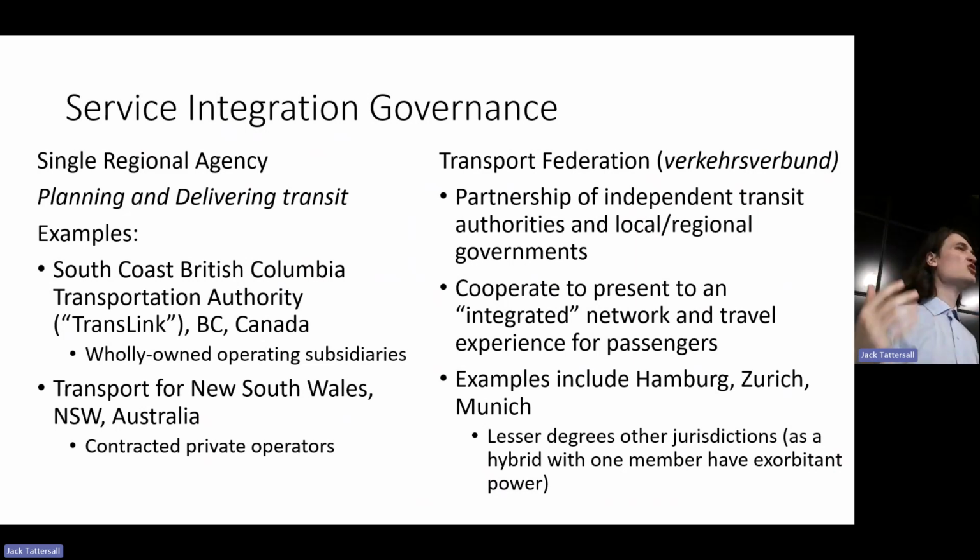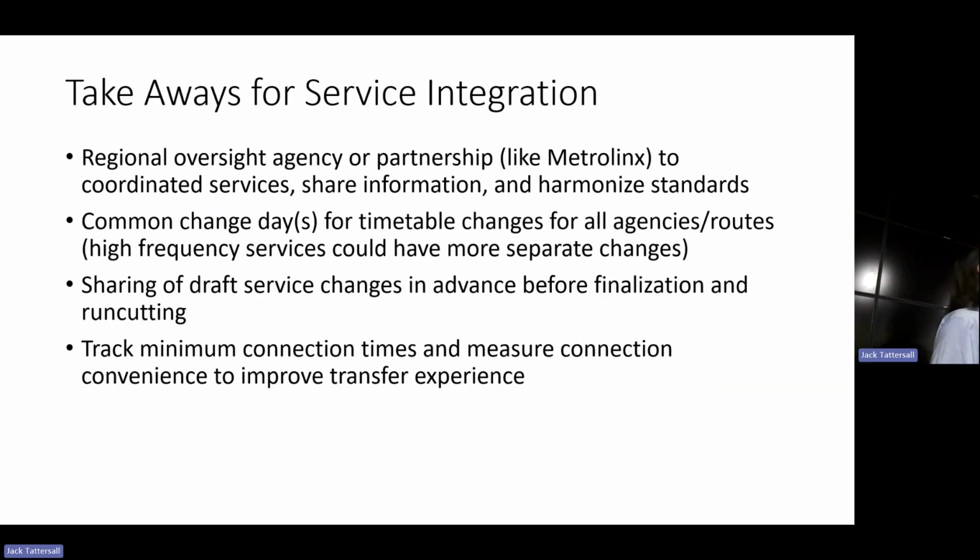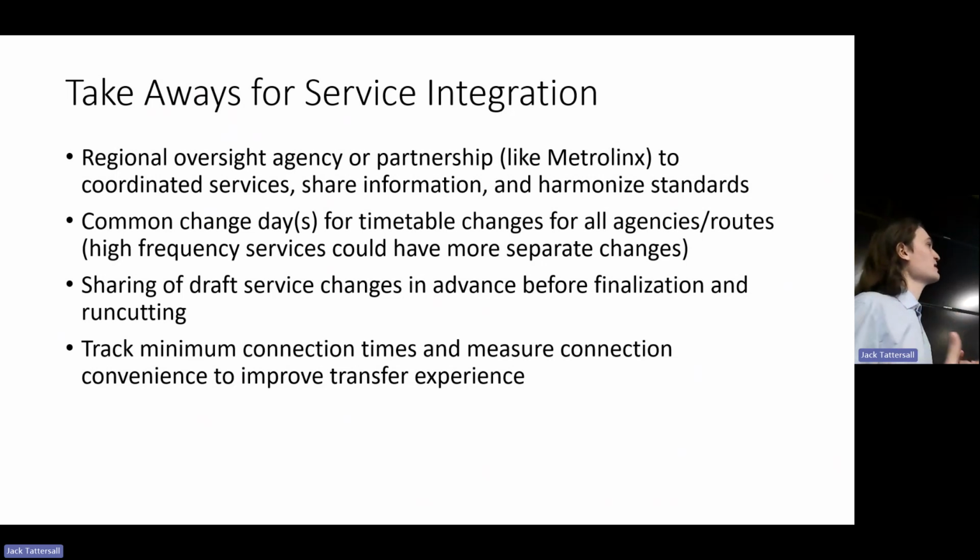And then there are various variations on this. It's more of a spectrum than a discrete set of governing structures, where you might have one agency that has exorbitant powers compared to others. So the takeaways for service integration here in the GTHA are that we lack a regional oversight agency or partnership like a Verkehrsverbund, which could be Metrolinx, to coordinate services, share information, and harmonize standards. My discussions with people in the industry suggest that we lack draft sharing of service timetables in advance. So agencies may not be aware of each other's planned service changes, and service changes can all take place on different days.